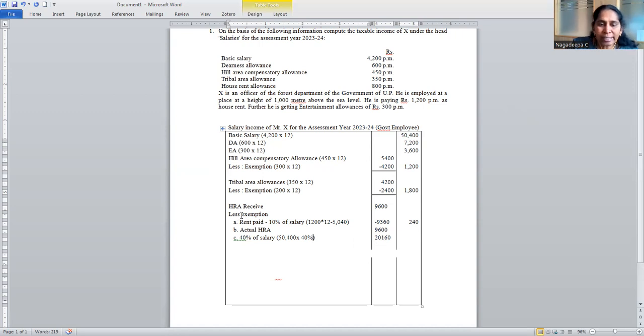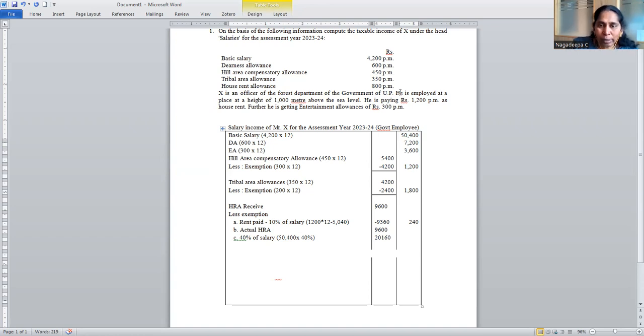So here the least is the exemption. Least of the following is the exemption. Which one is least? 9,360 is the least. So if you minus that, you are getting the taxable portion as only 240. So 240 is the amount which is the taxable part of the HRA. So once again repeating, here salary includes only basic pay because DA is not forming part of salary and there is no commission. So we are taking only the basic pay for the salary calculation.